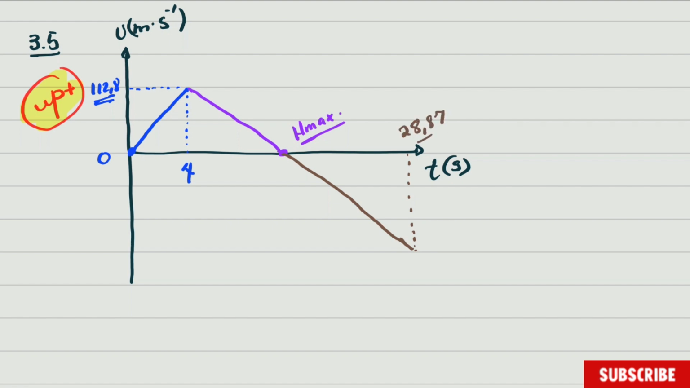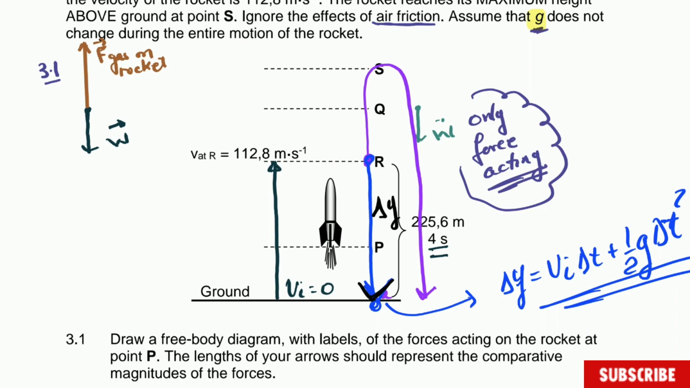At that point, that whole motion took 28,87 seconds. And guys, we don't know the velocity. It was not asked in the question. They didn't ask to mention it here. This is what they want us to know and what they want us to represent in the graph. So this is the graph. I hope you understand. This is the final part of this question and the final question of the video. I hope it helped.